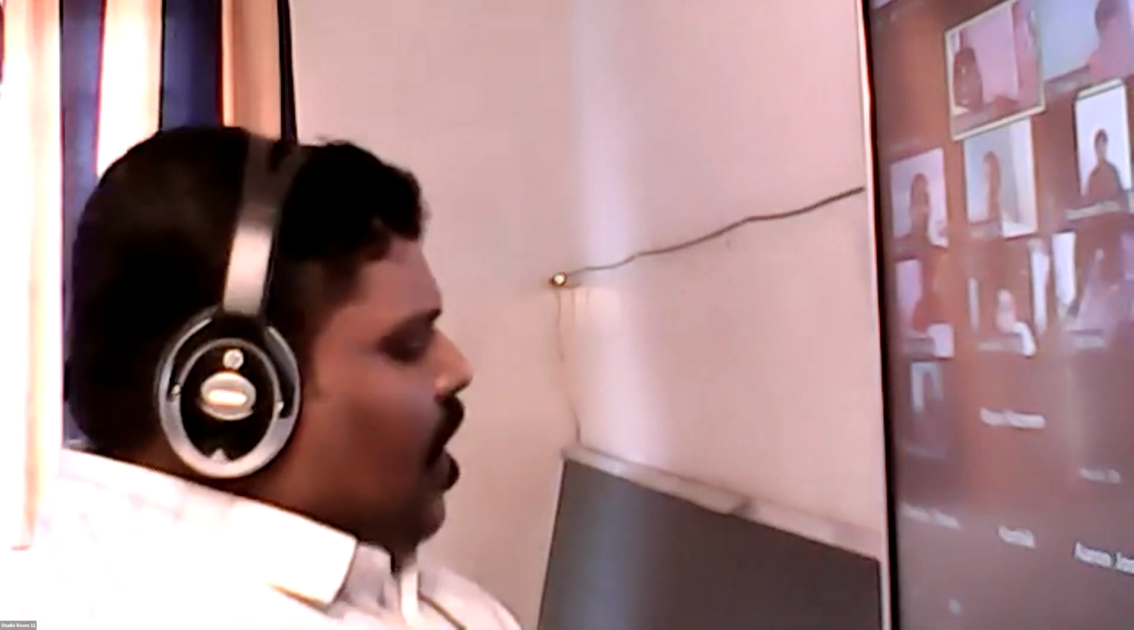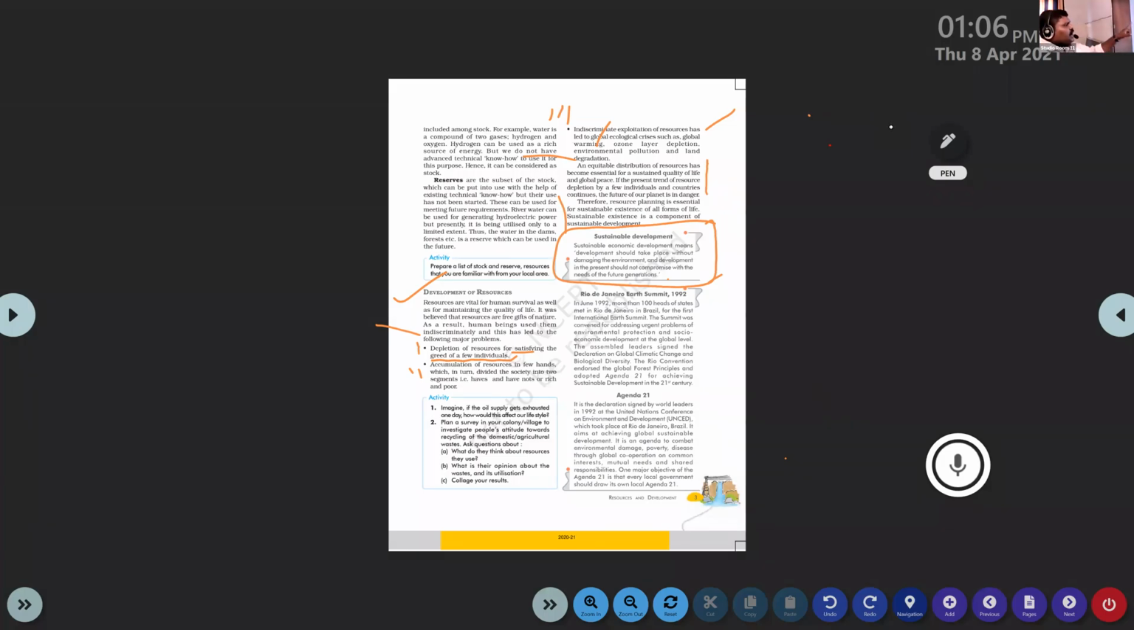Clear or not? So basically that started from 1992, after the Earth Summit of 1992, which was conducted in Rio de Janeiro, Brazil. Okay, so we are going to read it. In the month of June 1992, more than 100 heads of states, I mean world leaders, prime ministers or presidents of different countries, met in Rio de Janeiro in Brazil for the first International Earth Summit. One question: the first International Earth Summit was held where? Rio de Janeiro, Brazil.